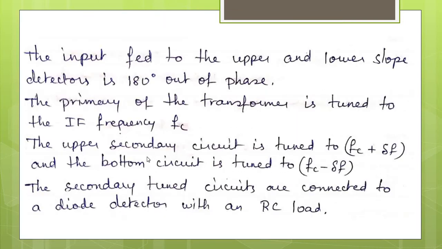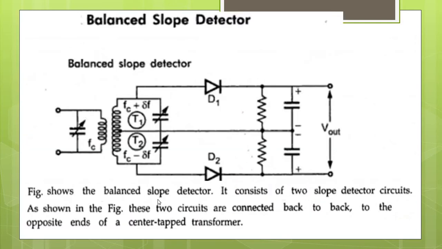Both of these two secondary circuits are connected to a diode detector with an RC load. You can see the upper secondary of the transformer is connected to the diode D1, and the lower secondary is connected to the diode detector D2. We have the load resistance and the capacitance at the output points.